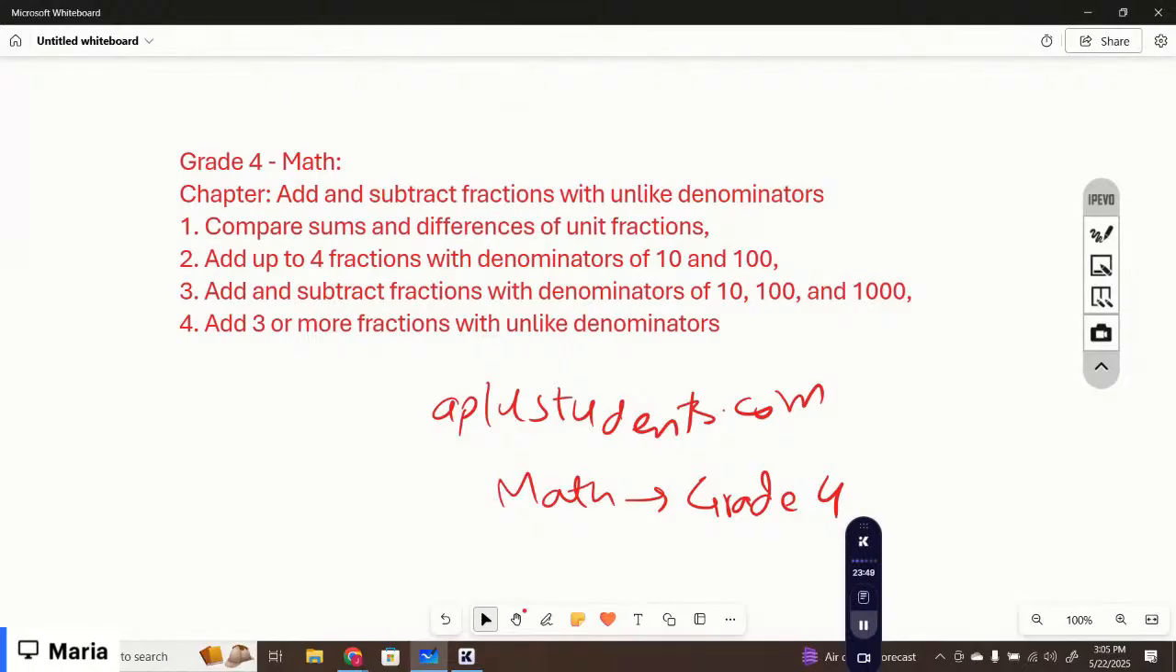Where you can find the rest of the chapters. We can start with the chapter on adding and subtracting fractions, with the highlighted pointers in the lessons. Add up to four fractions with denominators of 10 and 100, and subtract fractions with denominators of 10 and 100.